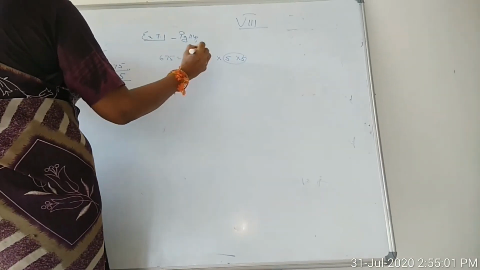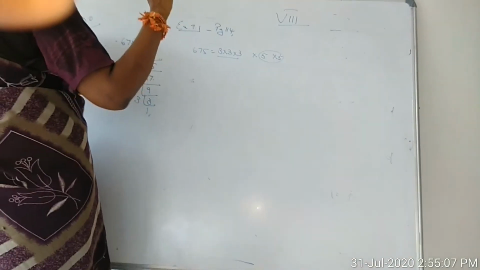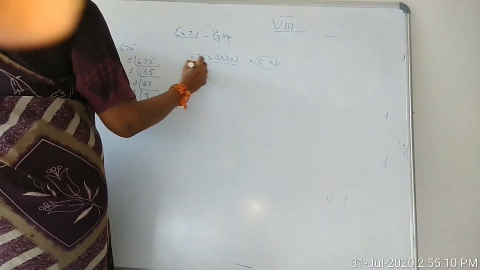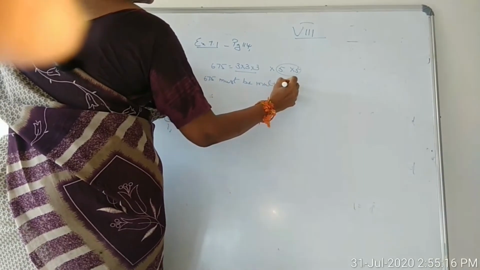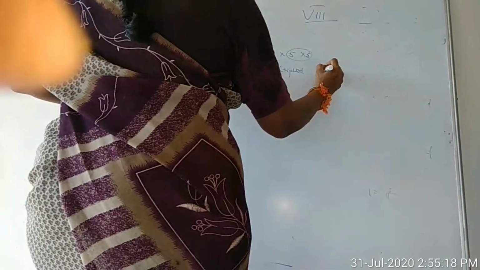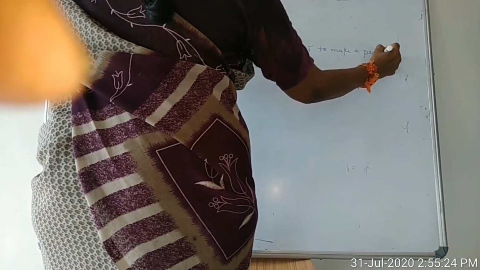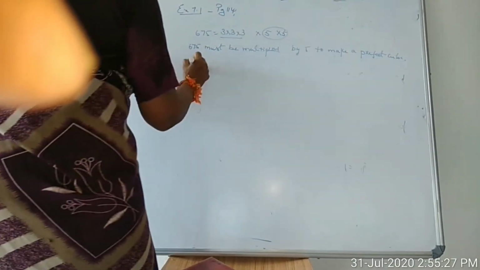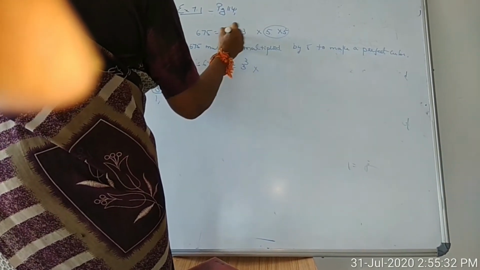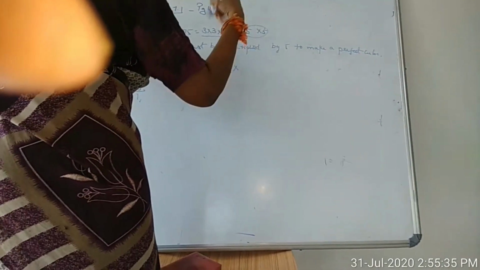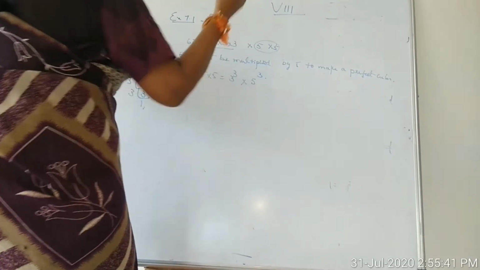So the number 5 into 5, you have only 2 5's. You require one more 5. 675 must be multiplied by 5 to make a perfect cube. Therefore, 675 into 5 is equal to how many 3's? 3 3's. And we are going to multiply by one more 5, which means 5 into 5 into 5 becomes 5 cube.